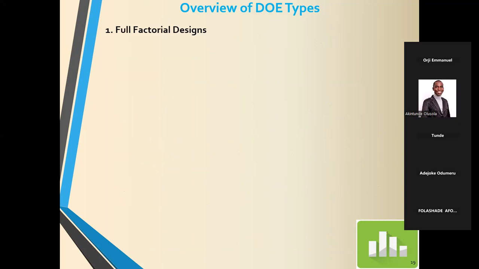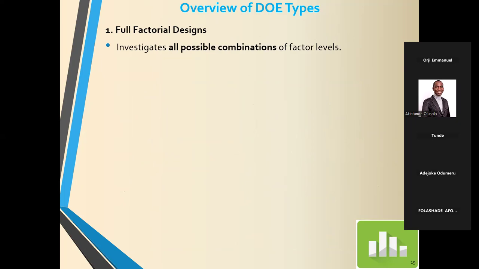All right. So we want to see the overview of DOE types. We have the full factorial design, okay, which investigates all possible combinations of factor levels. So if you say you're a statistician or you want to apply statistics or you want to use Minitab and its tools to inform your scientific research or policy.